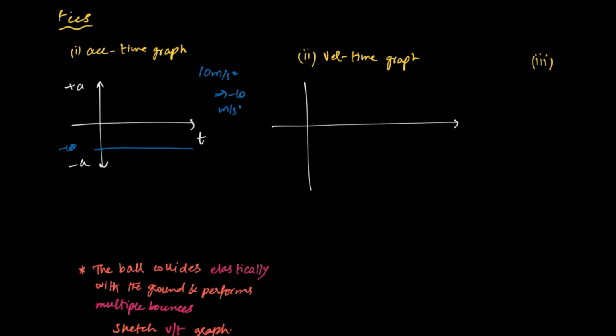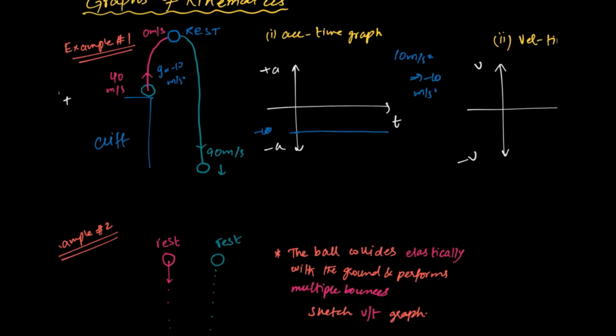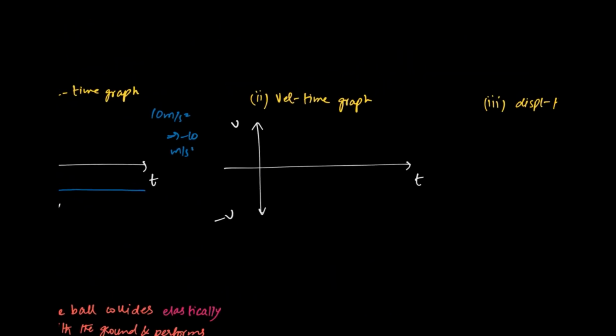Because the acceleration time graph is a horizontal straight line, we already know what the velocity time graph would look like. Since acceleration is negative, velocity starts from 40, goes to 0, and then increases to 90. However, this 90 is in the negative direction, so basically it goes to minus 90 meters per second. So my graph would look something like this.